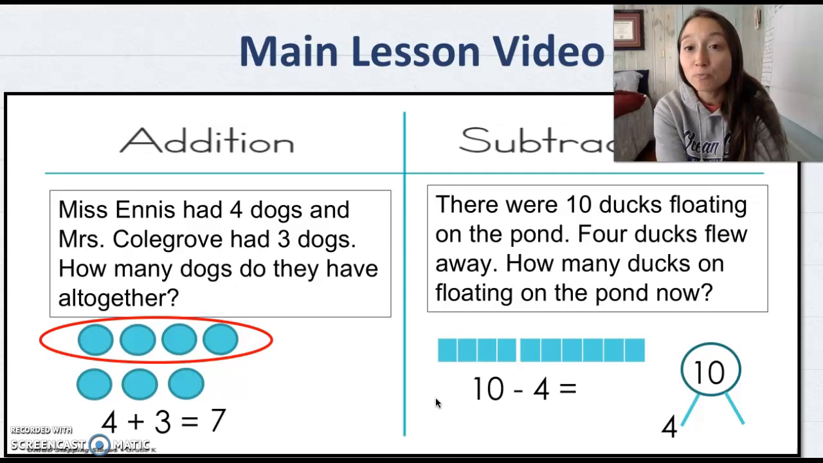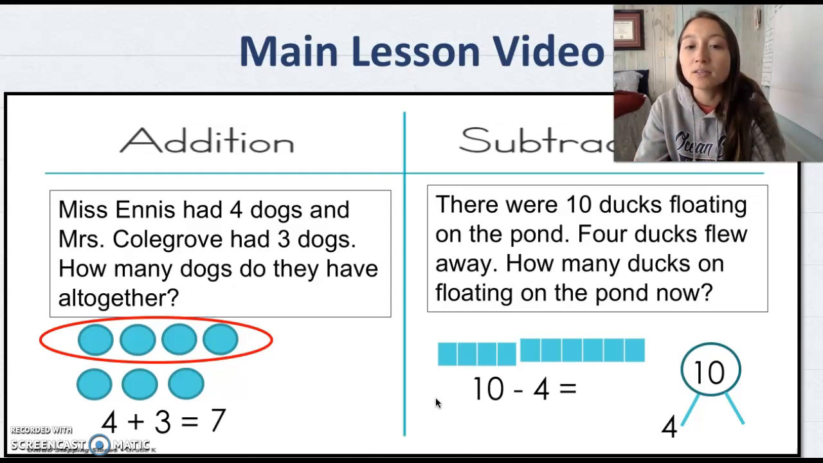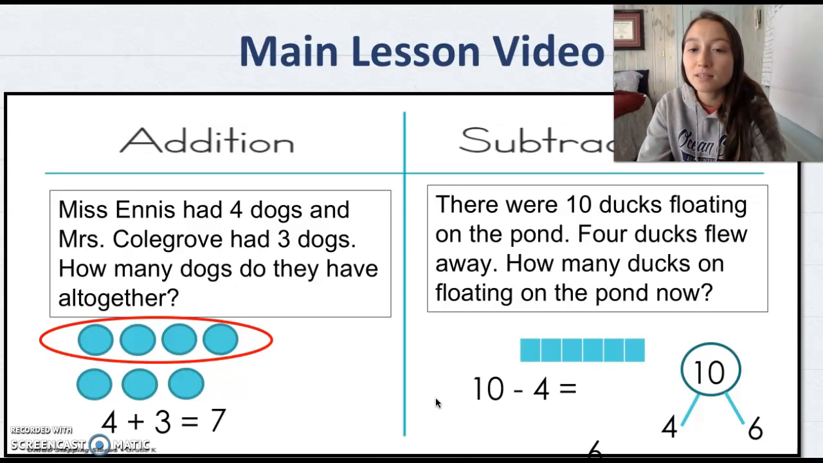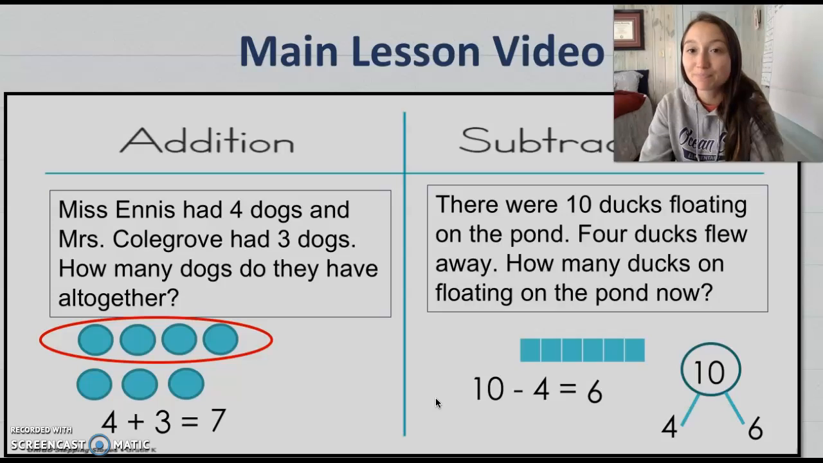Here are cubes. I could solve it with cubes. So I drew the 10 ducks that were in the pond, but 4 of them have flown away, which leaves me with 6 ducks. So that would be a subtraction problem.